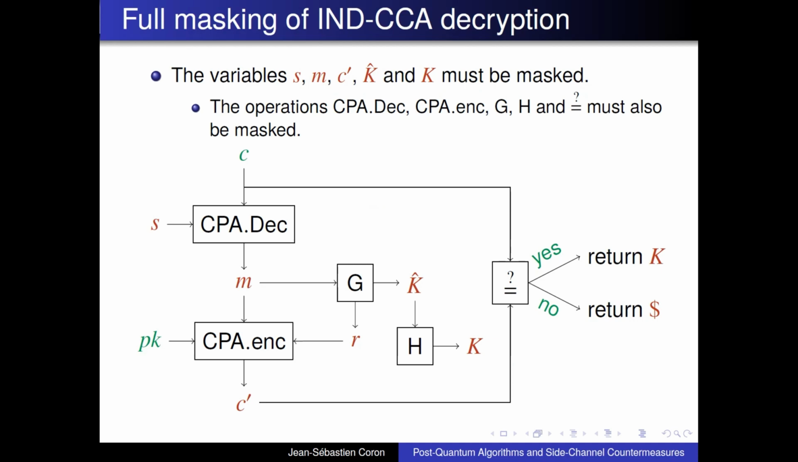So the most basic side-channel countermeasure is masking. We want to mask all variables which are dependent on the private key. So in this picture, the private key itself must be masked, and the message M that is being decrypted must be masked. And when we re-encrypt it, the ciphertext C prime must also be masked because it depends on the private key. And also the randomness R, and of course the session key. And so this means that the ciphertext comparison itself must also be masked. So basically we must mask everything.